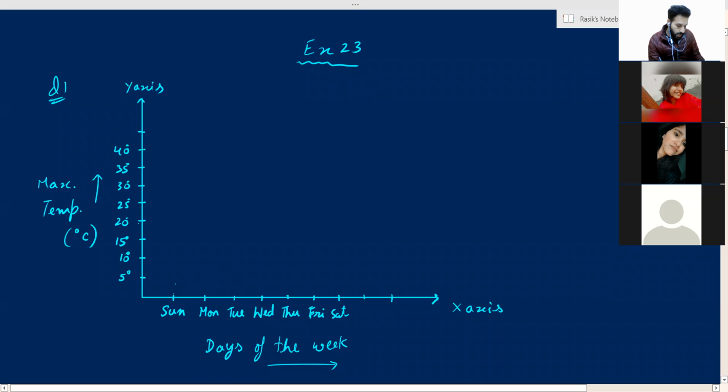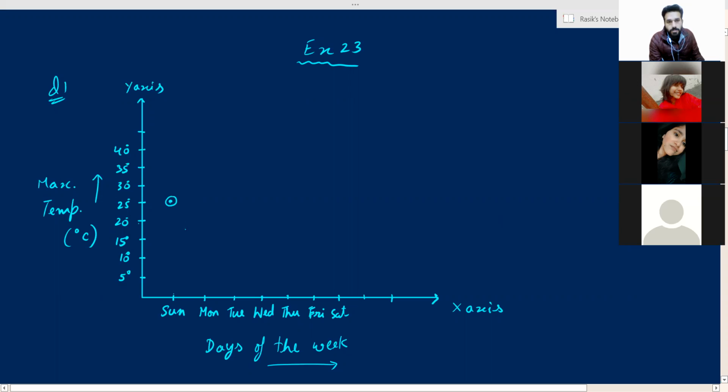In this way, on Sunday the temperature was 25. The temperature on Sunday was 25. So just make a dot here. Sunday 25. Make a dot here and make a circle.